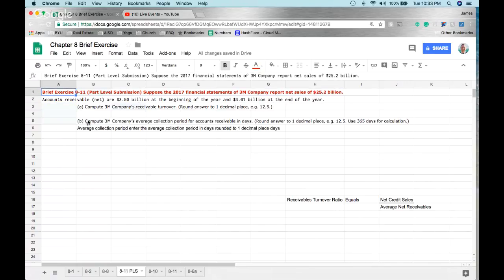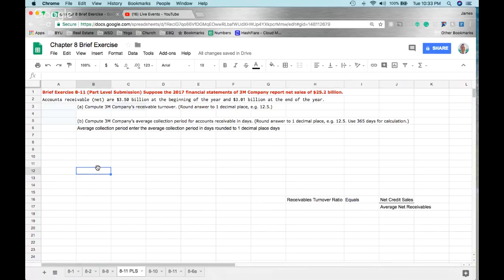All right, so brief exercise 8-11. Suppose the 2017 financial statement of 3M Company reports net sales of $25.2 billion. Accounts receivable are 3.5 billion at the beginning of the year and 3.01 at the end of the year. I put the formula down here. Receivables turnover ratio equals net credit sales over average net receivables.